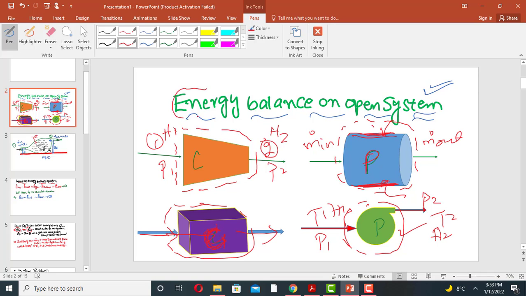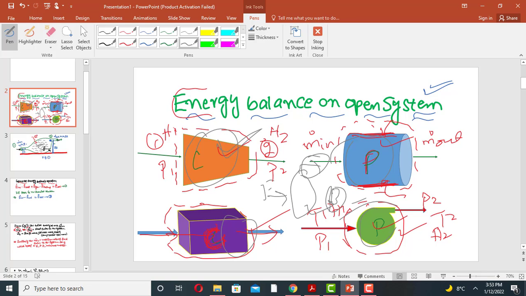First of all we will derive the general energy balance equation, and then we will apply the general energy balance to these systems. Once we derive the general energy balance equation, then we can use it for these open systems. There are various other open systems like a distillation column. The fluid is entering, this is the top product, this is the bottom product. We can apply the energy balance on any open system.